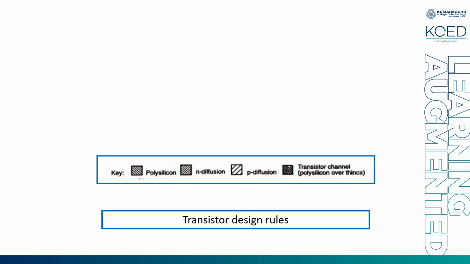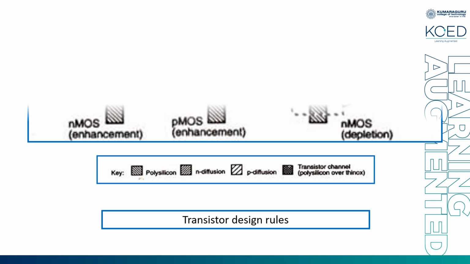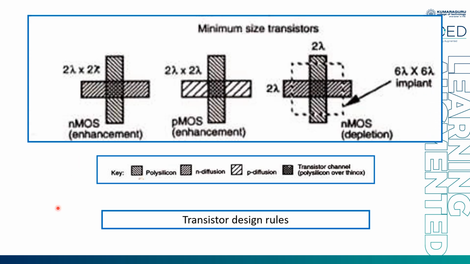With the help of monochrome coding, I have explained the minimum size of transistors. Whenever a poly crosses diffusion, you can see this coding: poly is in vertical mode, diffusion is in horizontal mode. When these two cross each other, it forms the NMOS transistor. Whenever p diffusion crosses a poly, then it is called PMOS.